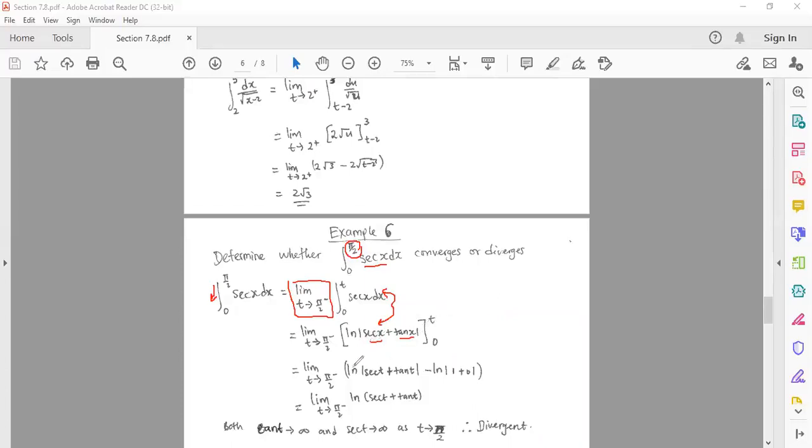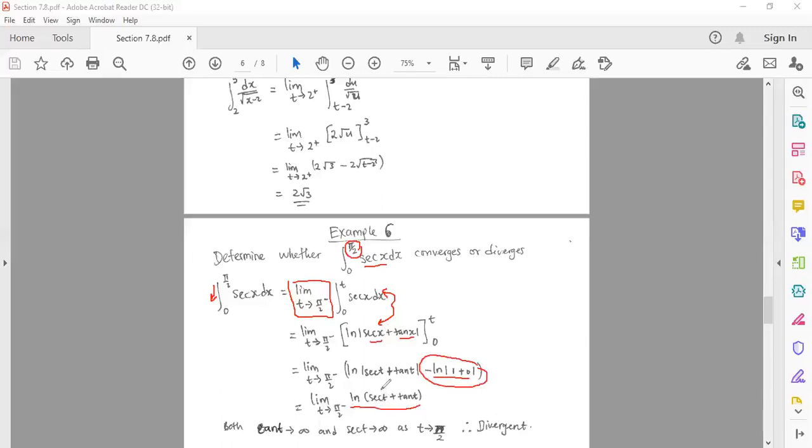Now, if you put t there, you have ln absolute value sec t plus tan t minus the lower bound, which is 0. Remember that tan of 0 is 0 and sec of 0 is 1. We know that ln of 1 is 0. So this whole piece there just falls off, and you're left with something like this. Now we're looking at the limit as t tends to pi over 2.